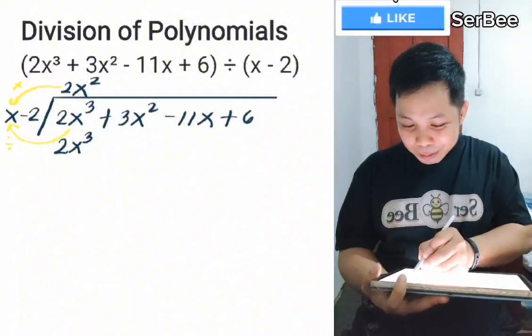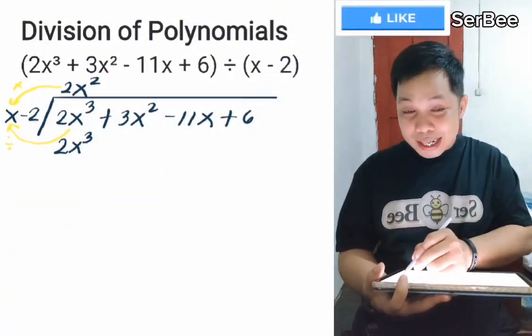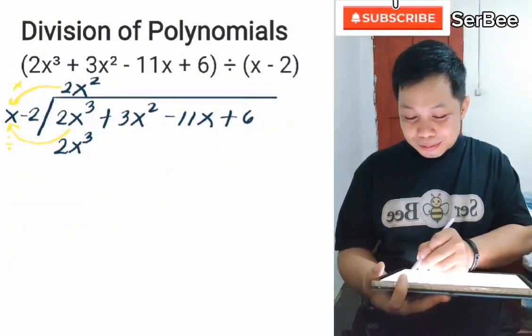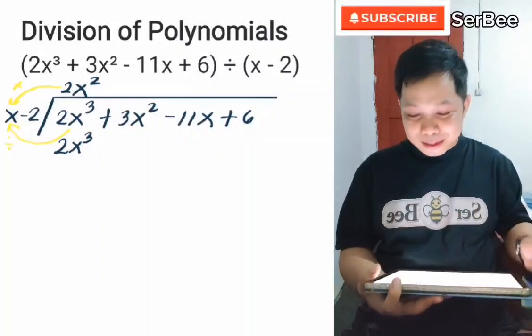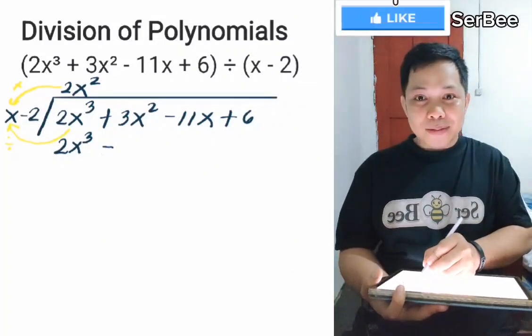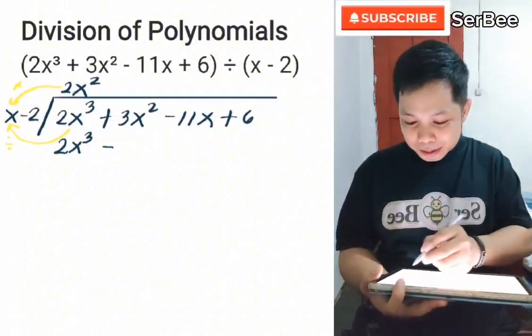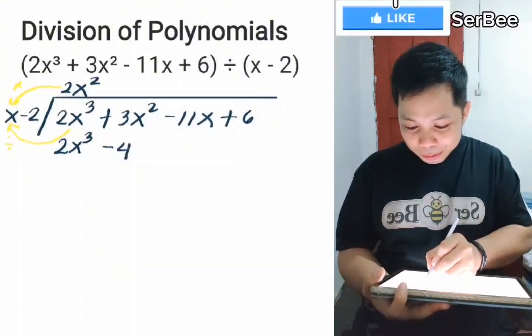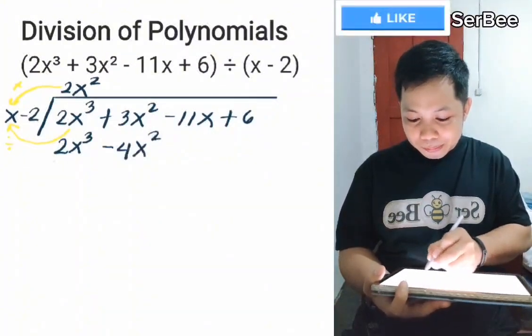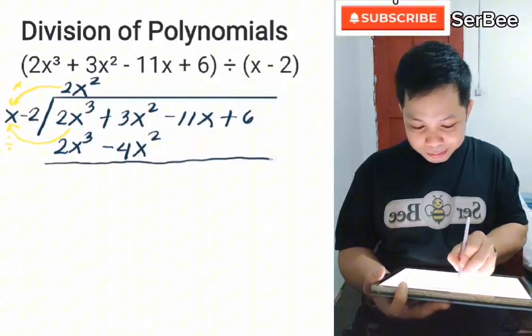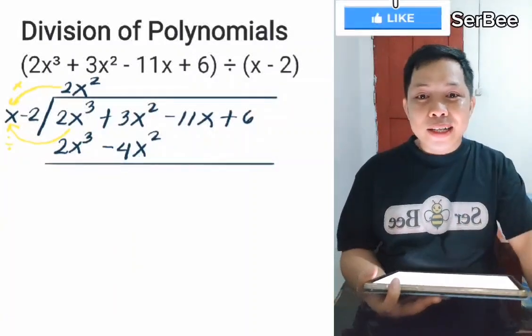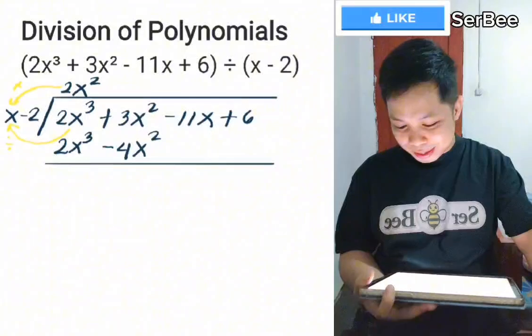So next, i-multiply natin yung 2x squared sa negative 2. So of course, magkaiba yung sign nila. So negative ang makukuha natin na product, di ba? Opposite sign, kapag minultiply, negative ang sagot. So we have negative 4, then copy x squared. So yan, parang nag-divide lang tayo ng numbers.